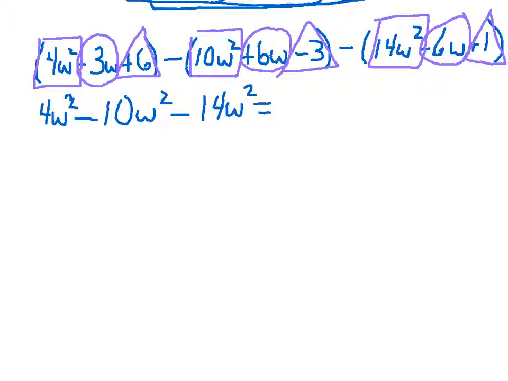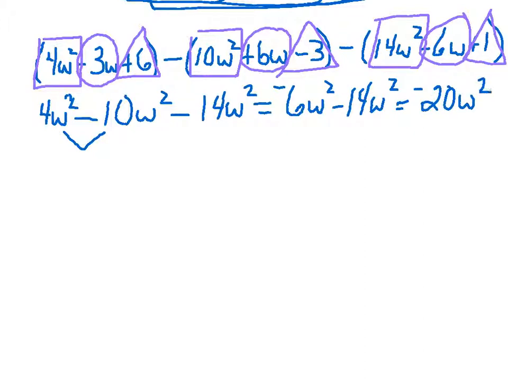Alright, so let's take these two. What's 4w squared minus 10w squared? That's going to be negative 6w squared. Copy the rest. Negative 6w squared minus 14w squared, that's negative 20w squared. Cool. Let's move on to our circles.